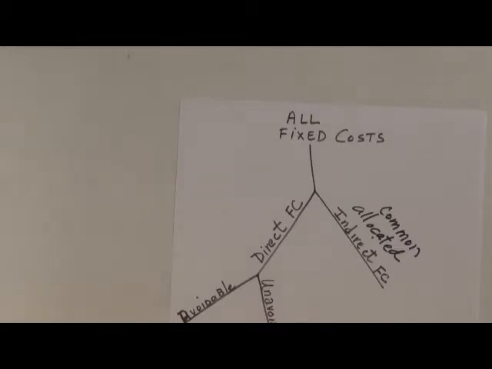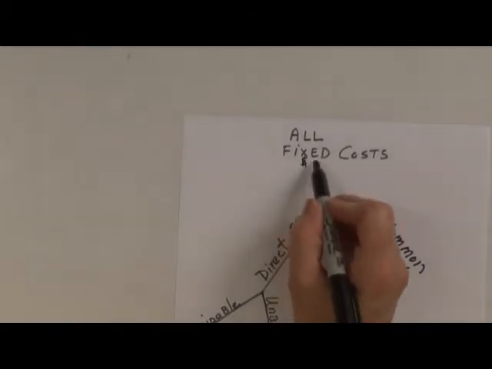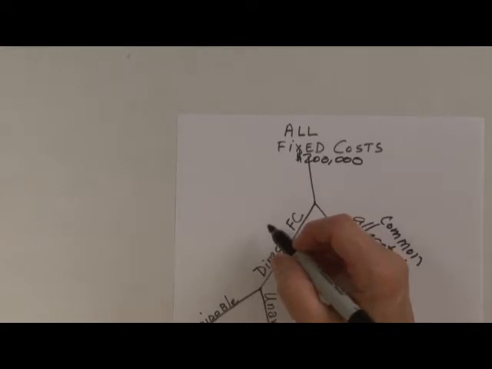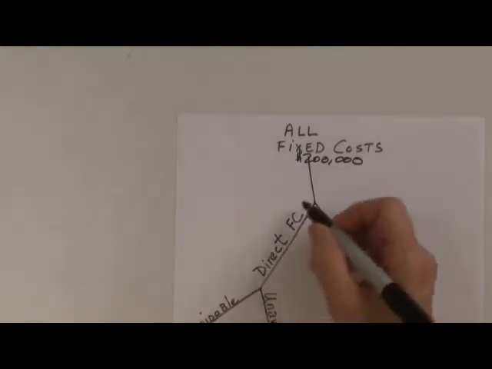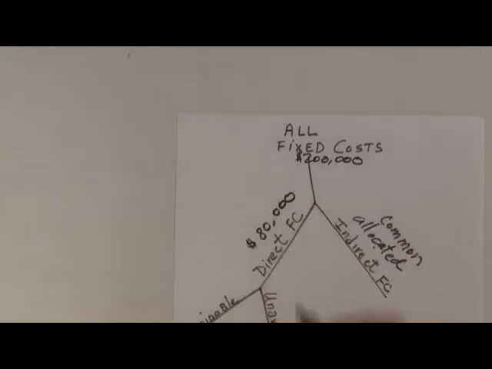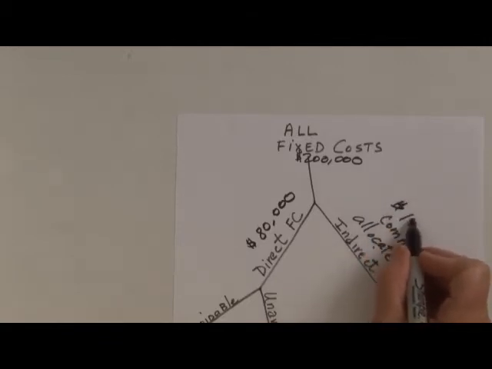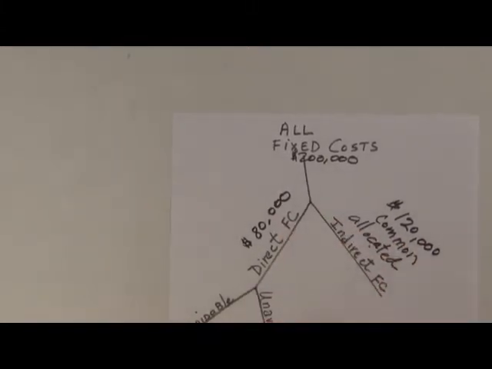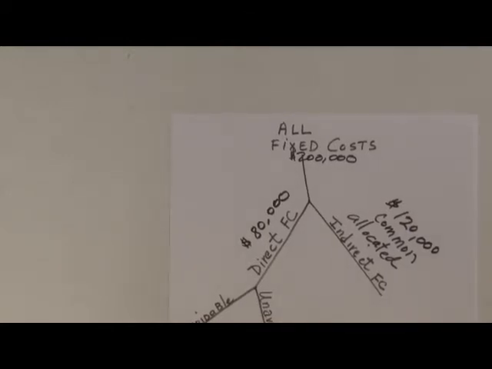So, for example, if we had fixed cost of $200,000, and we could trace some of those fixed costs directly to this department that we're considering closing. This could be, for example, supervisors that only work in this department. Let's say that this would be $80,000, and the indirect would be $120,000. These all have to tie back to $200,000. Then what we realize is that these are just allocated costs, and we understand what that means, that these are costs that are shared by multiple departments.